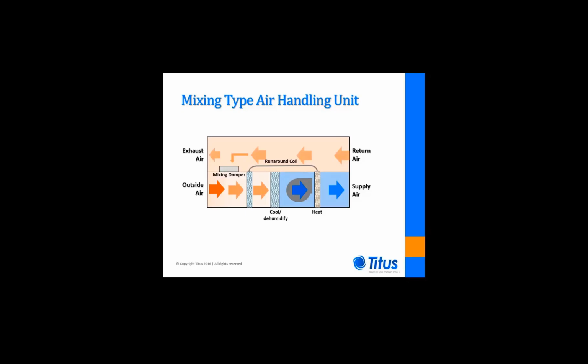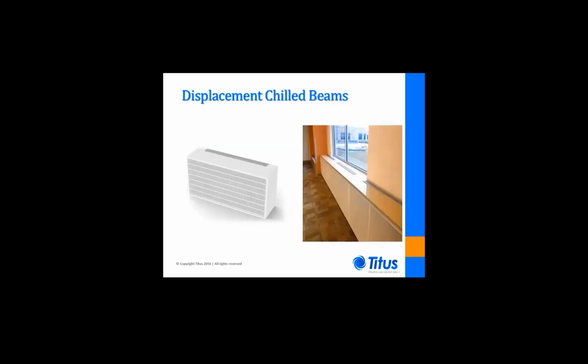Titus also offers the displacement terminal that combines all of the aforementioned displacement advantages with energy-efficient chill beam technology. TOW displacement chill beams mount beneath the windows along the exterior of the classroom and are an ideal solution for new school construction, as well as a replacement for noisy HVAC equipment such as unit ventilators and fan coils.